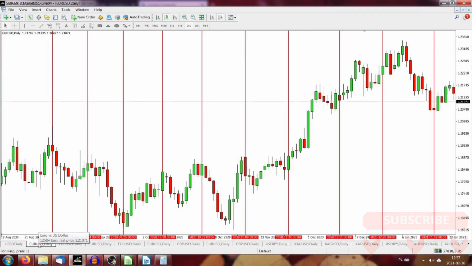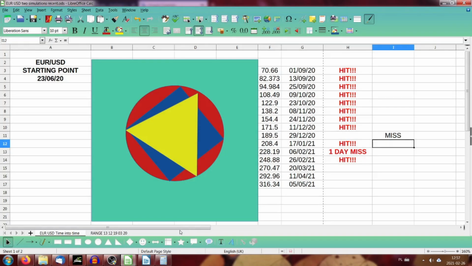I've got in front of me a daily Euro-USD chart, and the vertical lines you see over here show all potential turning points which were calculated in advance. I mean, before these dates happened, these dates shown by these red lines. And all these calculations are based on the principle of the square of 9 as on this Excel chart.